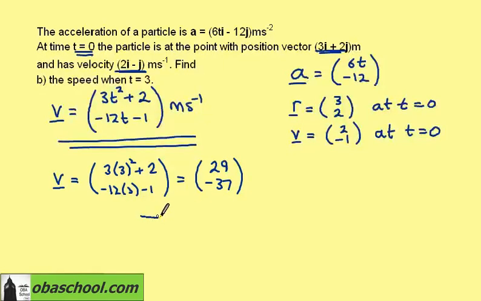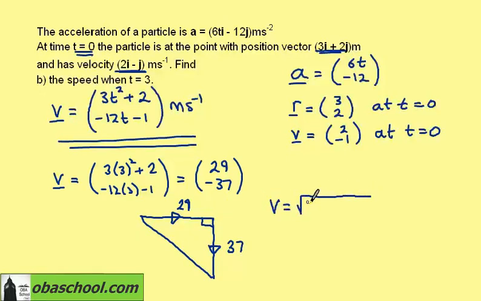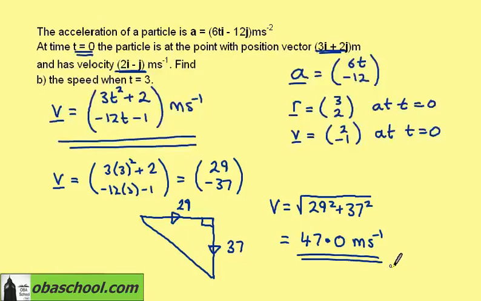Speed is the magnitude of this vector. This vector goes 29 across and 37 down, and we want the third side of the triangle. So v is going to be the square root of 29 squared plus 37 squared, which gives us 47.0 meters per second, correct to 3 significant figures.